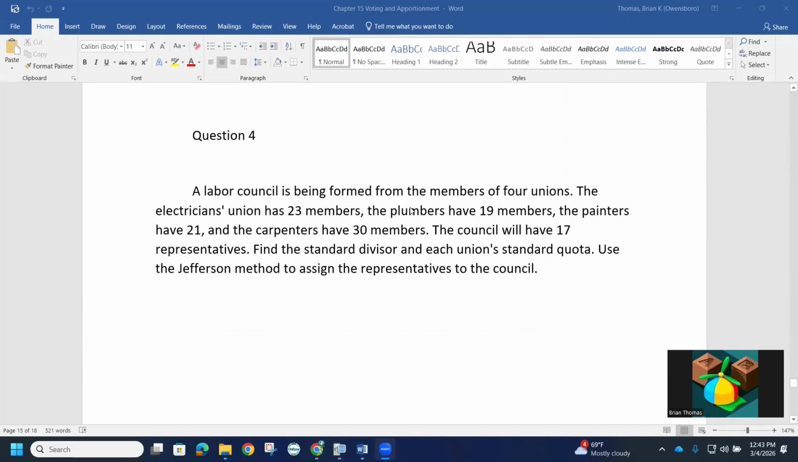So we do have a question 4 here. I'm going to stop here and then we'll apply the Jefferson method to this question 4.